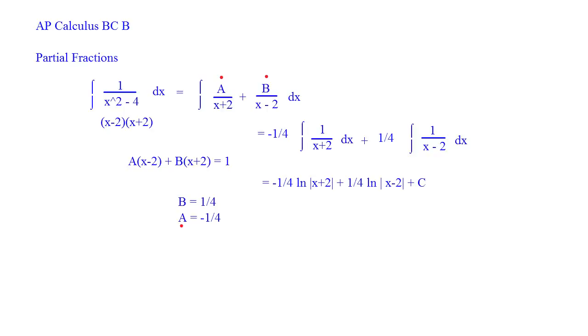And once again, if you got lost on how we got these numbers, think of what x value cancels one term out to 0, and then solve for the other letter. That's the best way to do it.